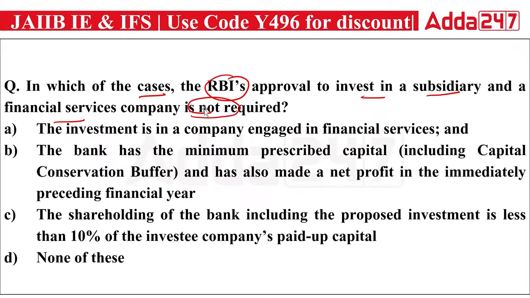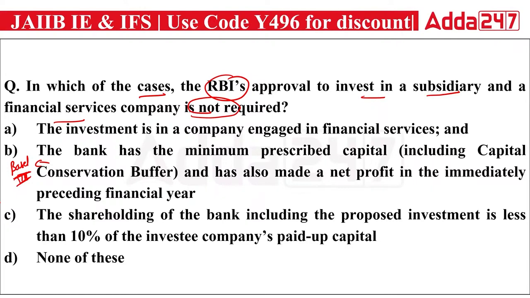Second, the bank has the minimum prescribed capital, which includes the capital conservation buffer. The capital conservation buffer was introduced under Basel 3. This is the additional capital that has to be maintained as a reserve by the banks for themselves against any kind of future risk. The capital conservation buffer is 2.5% of the risk-weighted assets of a bank, and the bank has also made a net profit in the immediately preceding financial year. And the third is saying that the share of the bank, including the proposed, is less than 10% of the investee company's paid up capital.